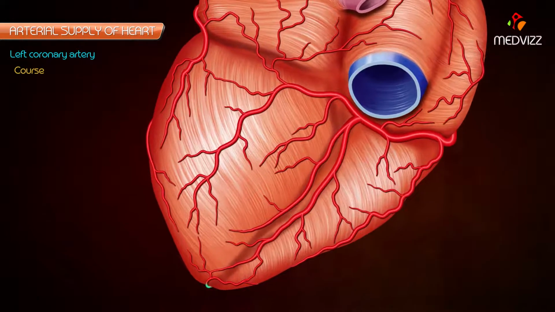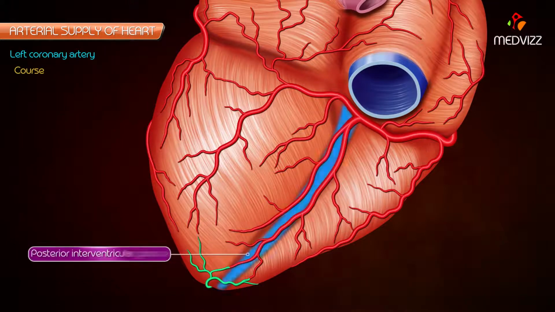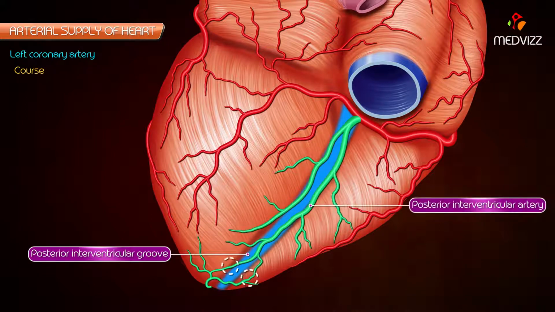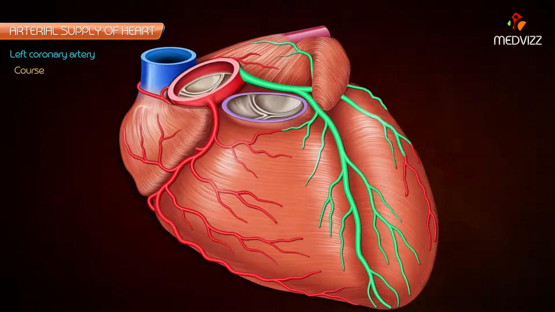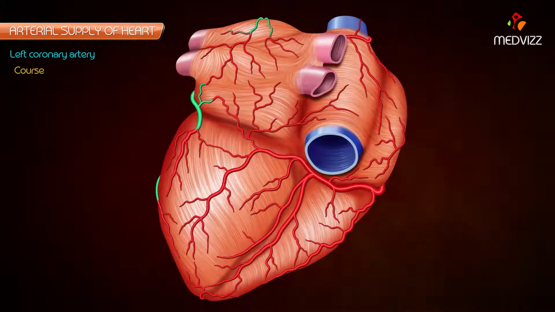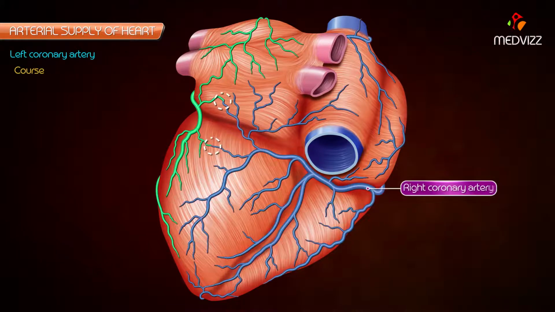It then passes posteriorly around the apex of the heart to enter the posterior interventricular groove to terminate by anastomosing with the posterior interventricular artery, a branch of the right coronary artery. The circumflex artery winds around the left margin of the heart and continues in the left posterior coronary sulcus up to the posterior interventricular groove, where it terminates by anastomosing with the right coronary artery.